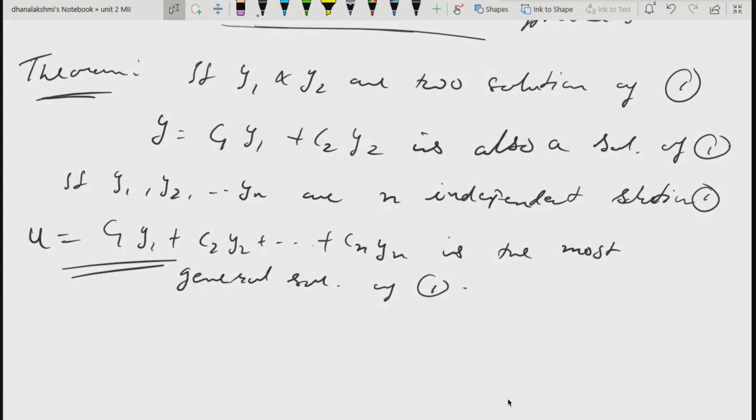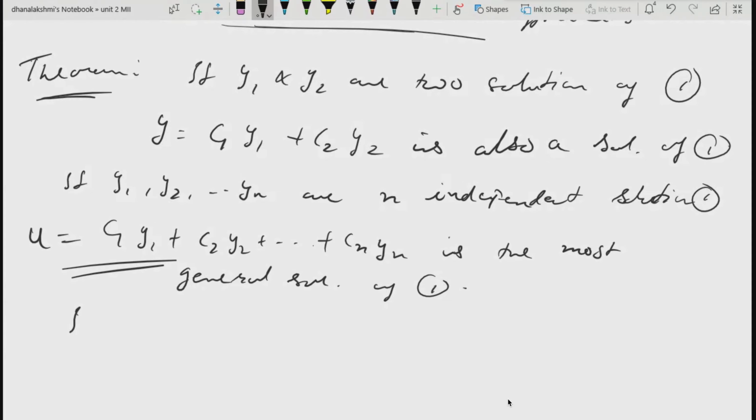Now you will have a particular solution also, right? Will you have a particular solution or not? Yes, ma'am. What will be the particular solution? When you are able to find the C1, C2, ..., Cn values and you use this general solution itself, that will be your particular solution.